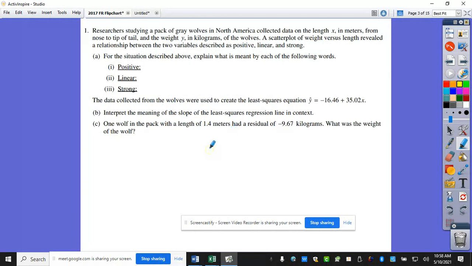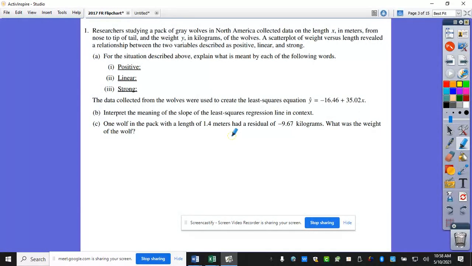So back to this one now. B and C, I hope you feel good about. Interpret the meaning of slope in the least squares regression line in context. So this is our interpret. I'll be circling that word. It is slope. What is the value of our slope in this problem? Did I not put it up there? Oh, yeah, right here.